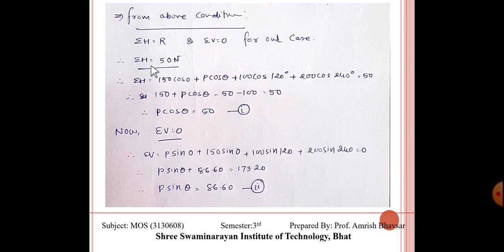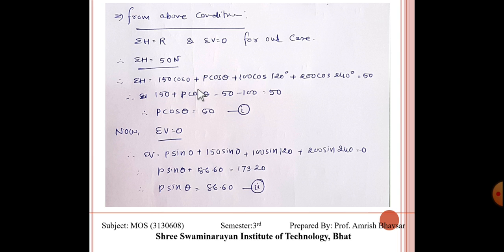So, first we have to find sigma h, which is equal to 50 Newton, this is our R. Put the values: sigma h is equal to 150 cos 0 plus P cos theta plus 100 cos 120 plus 200 cos 240, equal to 50. We have just resolved these forces on the positive x-axis. So we will get P cos theta is equal to 50 from this.